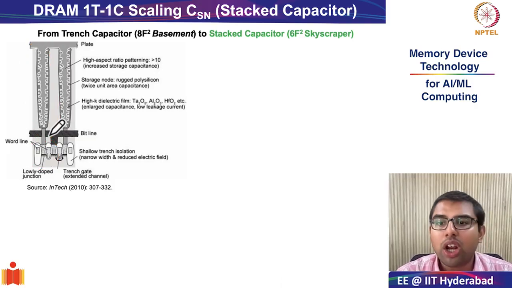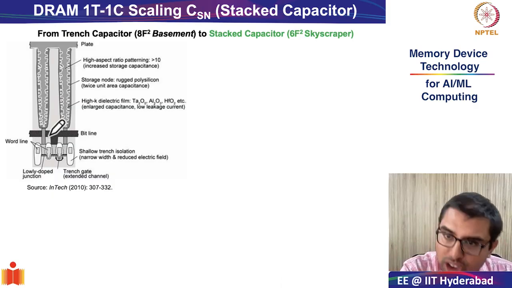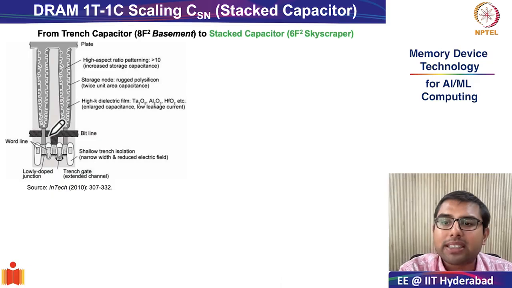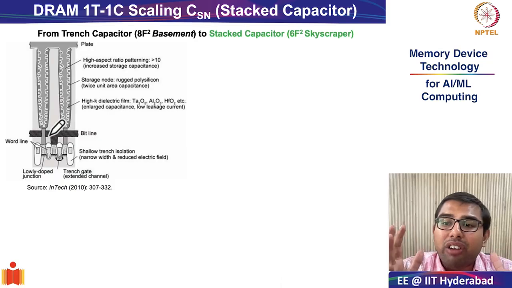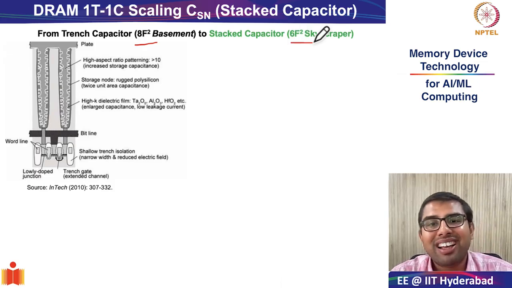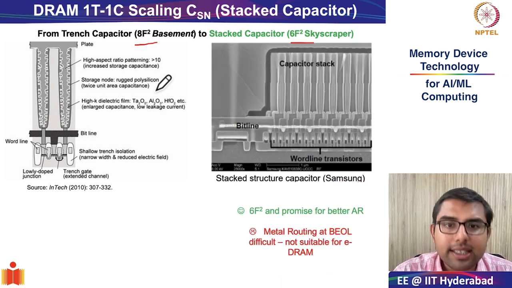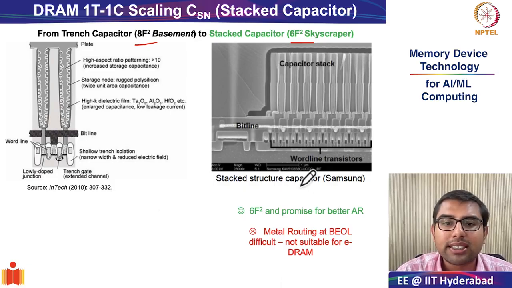In the 2000s, or early 2000s, the DRAM industry switched exclusively from the trench capacitor to the stacked capacitor model because it helps you reduce dimensions from 8f squared to 6f squared. So you go from the basement model to the skyscraper model. This is the image of a stacked capacitor model coming from Samsung. This is Samsung's technology node. I think this is the 22 nanometer Samsung technology node, where you can see the capacitor stacks of DRAM.